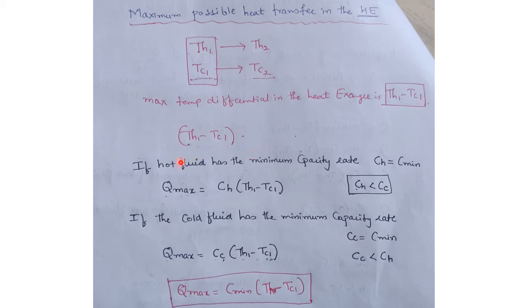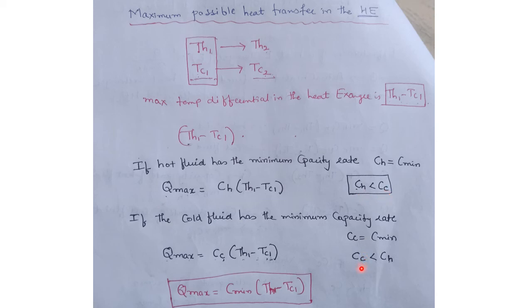Now we'll write the value of Q maximum, the maximum possible heat transfer in the heat exchanger. Suppose after calculating the values of CH and CC, the hot fluid has the minimum capacity rate, that is, the CH value is lesser than the value of CC. Then we designate this CH as C minimum, and Q maximum is equal to CH into TH1 minus TC1, when the CH value is lesser than the CC value.